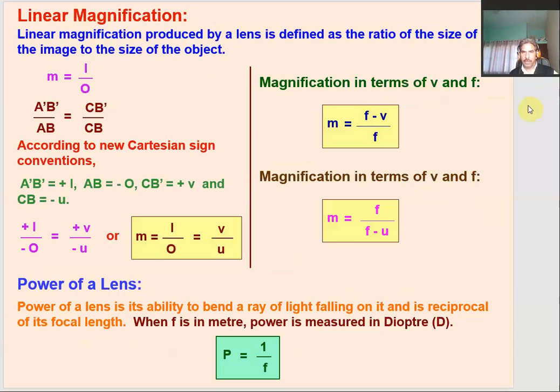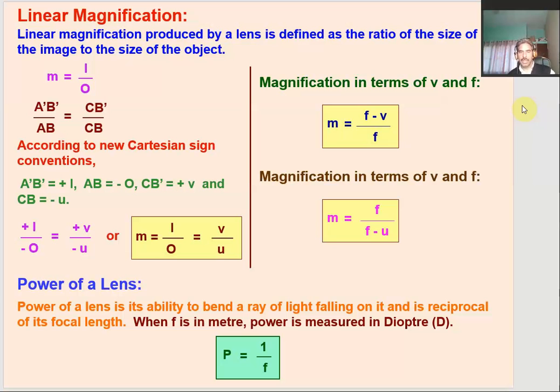Now comes the final term, which is the linear magnification, which you already know from reflection from spherical mirrors. In meaning it is the same. Linear magnification produced by a lens is defined as the ratio of the size of the image to the size of the object.